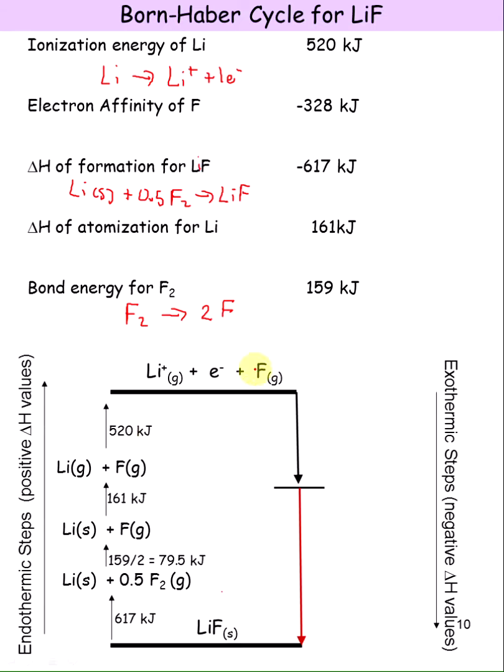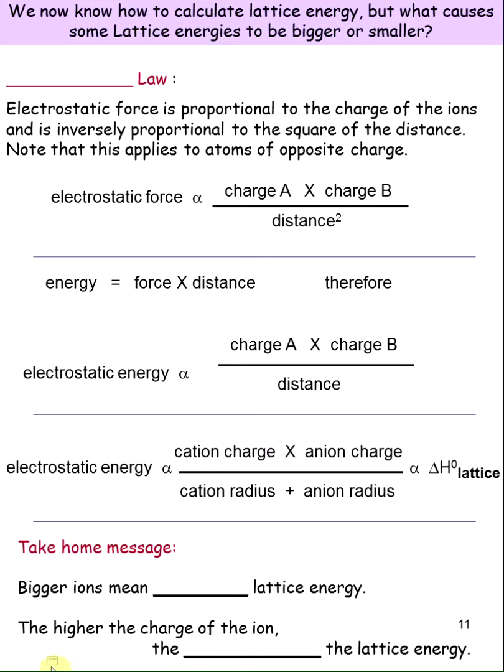And then my last reaction, I need to give that electron to my fluorine. So that's the electron affinity. F plus an electron gives me F minus, and I'm going to have 328 kilojoules of energy released. So now I've got my lithium cation in the gaseous form and my fluoride anion in the gaseous form. When these two come together, that value is minus 1050 kilojoules, and that represents my lattice energy.